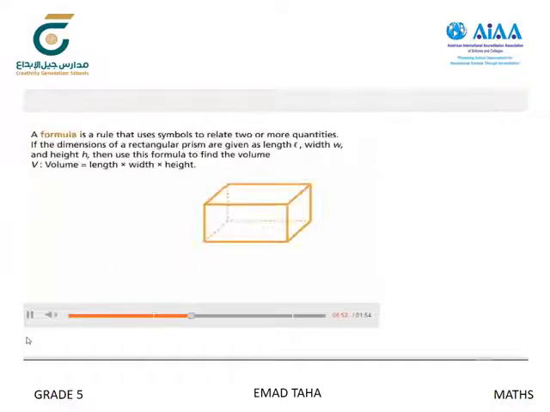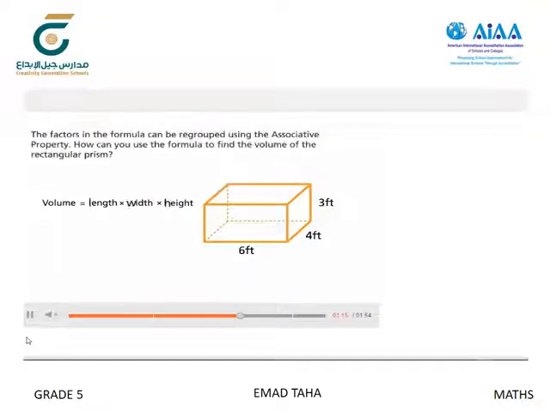A formula is a rule that uses symbols to relate 2 or more quantities. If the dimensions of a rectangular prism are given as length L, width W, and height H, then use this formula to find the volume V. Volume equals length times width times height. The factors in the formula can be regrouped using the associative property. How can you use the formula to find the volume of the rectangular prism?